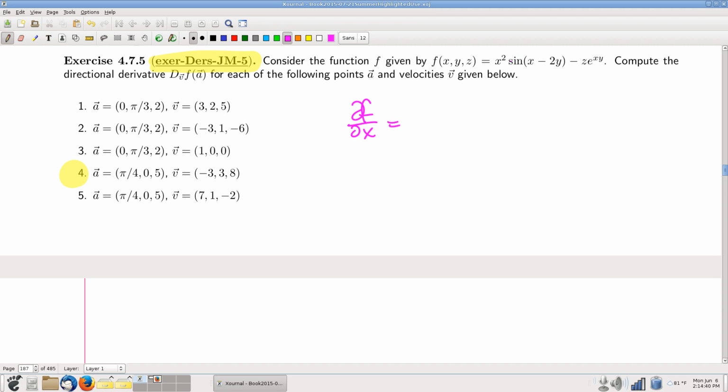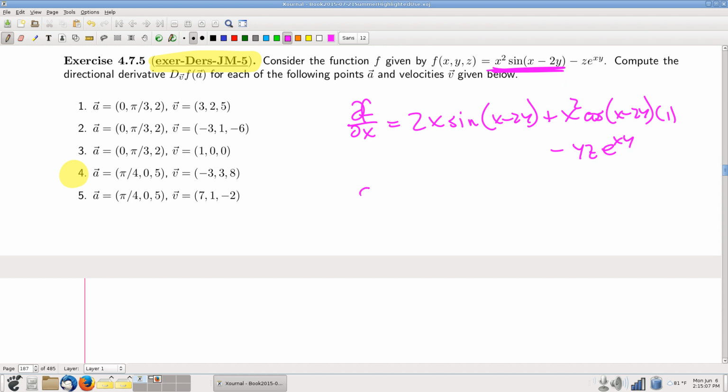Now let's see here. Well, product rule problem. Right? So 2x sine(x minus 2y) plus x squared cosine(x minus 2y) times the derivative of x with respect to s times 1, and then minus yz e to the xy. So that's the x partial, and then likewise for the y partial, and likewise for the z partial.